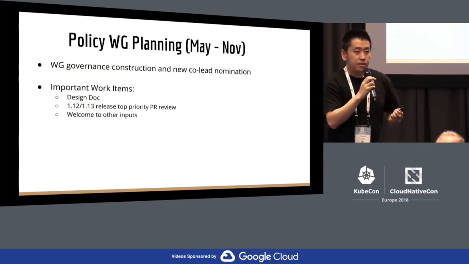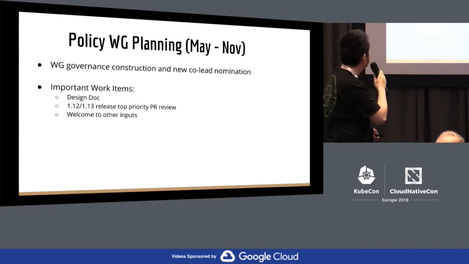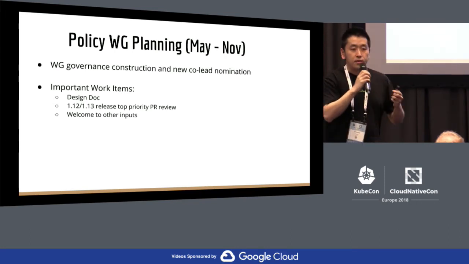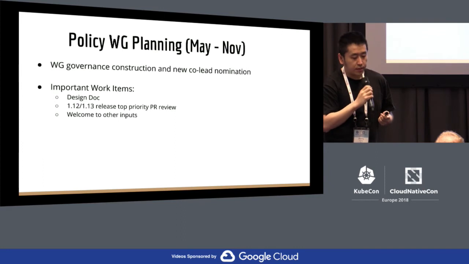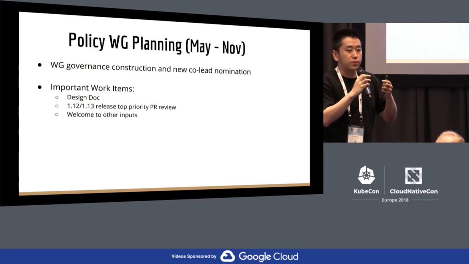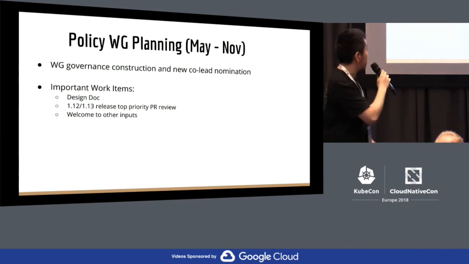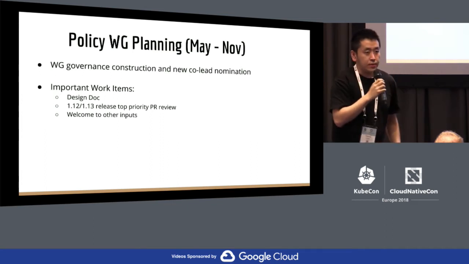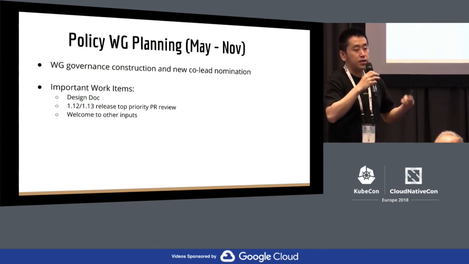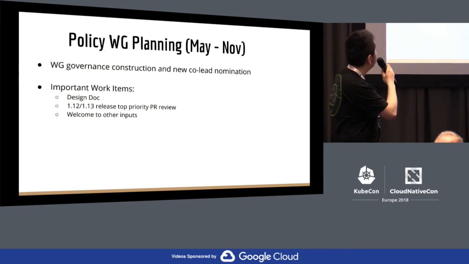So some of the planning for the second cycle this year for the working group. I think we will be thinking about the construction of the working group structure to enable more people to join the discussion and make the working group more active, and also nomination of new colleagues to help distribute the tasks and make the working group more diversified.